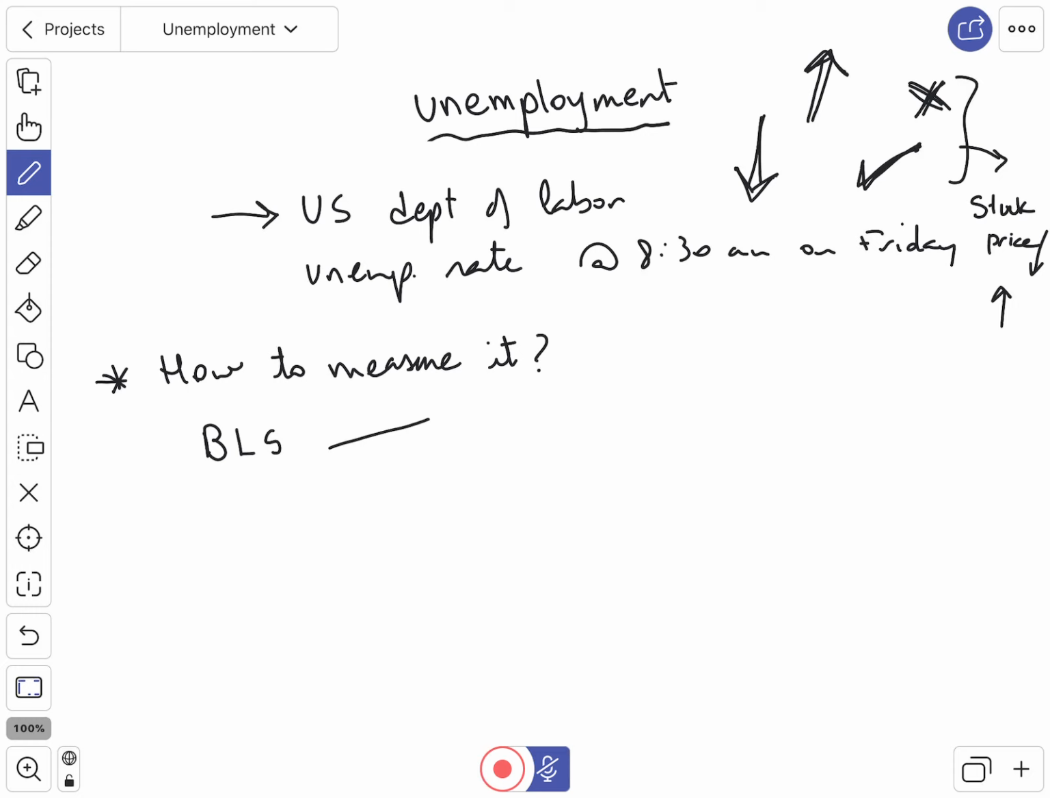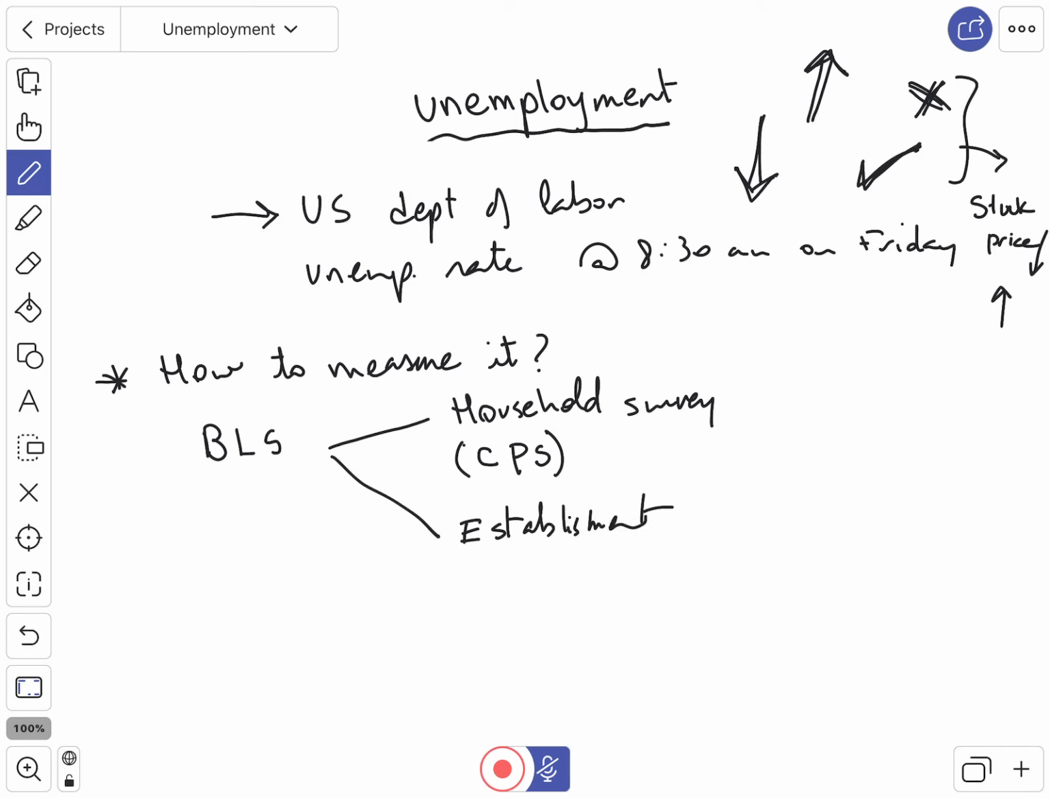The first method, which is more famous, is the household survey, also known as the Current Population Survey, right? And they also have another one, which is the establishment survey. The household survey you can abbreviate as HS, and this one as ES.